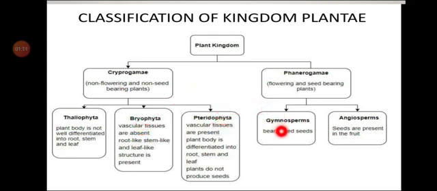Then we will go with gymnosperms, and angiosperms is deleted from your topic for this academic year. Since your portion has been reduced, in that reduced syllabus the topic angiosperms has been deleted. So we have to study only till gymnosperms: thallophytes, bryophytes, pteridophytes and gymnosperms. Last lecture we covered thallophytes. Today we will start with bryophytes. Let us start.